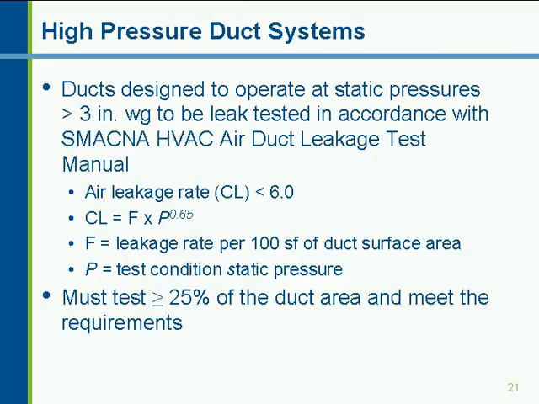For high-pressure ductwork, and that is ducts that are designed to operate at static pressures greater than 3 inches, those systems need to be leak tested in accordance with the SMACNA HVAC duct leakage test manual. There's a maximum air leakage rate, CL, and that must be less than 6. And that's given by the formula CL equals F times P raised to the 0.65 power. F is the leakage rate per 100 square feet of duct surface, and P is the test condition static pressure. A minimum of 25% of the duct area must be tested and must meet the maximum leakage rate.